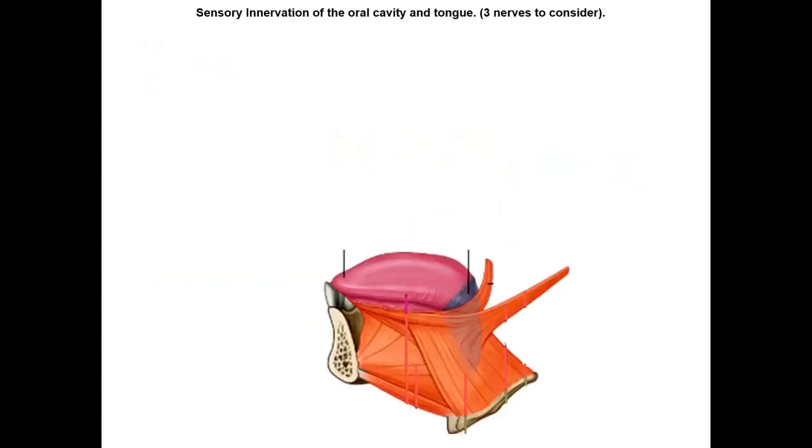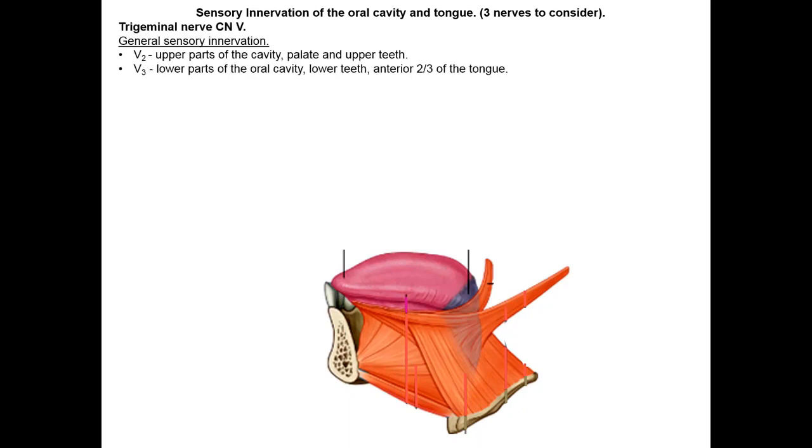Innervation of the tongue and oral cavity is important, and here we have three nerves to consider. First is the trigeminal nerve, cranial nerve 5, and the general sensory innervation that occurs. For the upper parts of the oral cavity and palate and upper teeth, we have the second division of the trigeminal nerve. But below the oral fissure is where we find the lower parts of the oral cavity, the lower teeth and anterior 2/3 of the tongue, and this is supplied with general sensory information by the third branch of the trigeminal nerve.